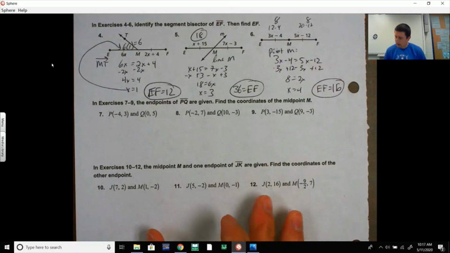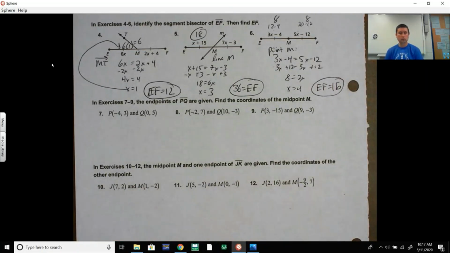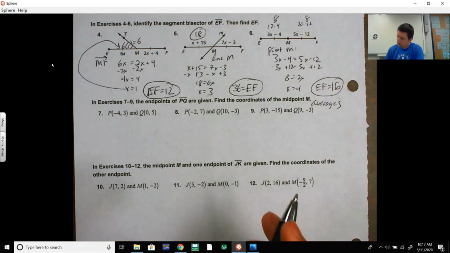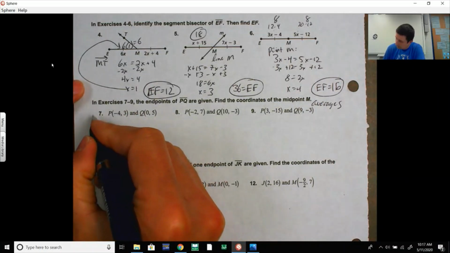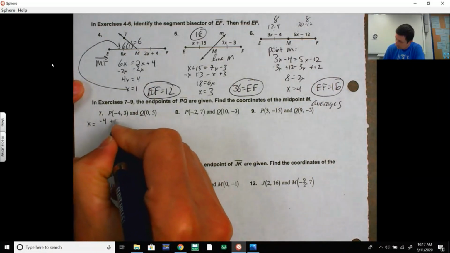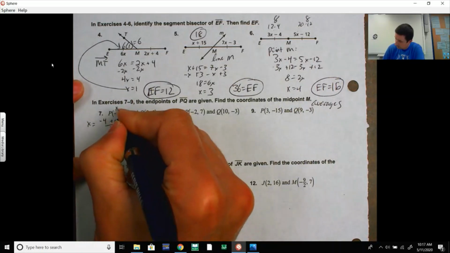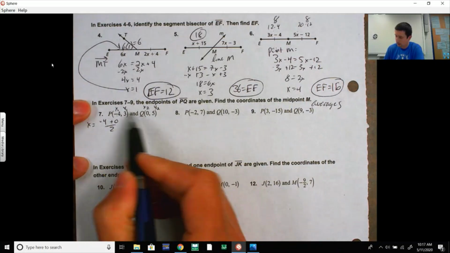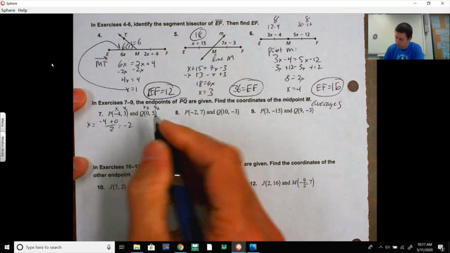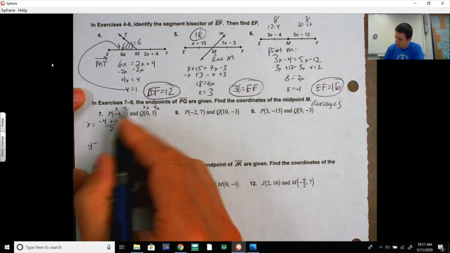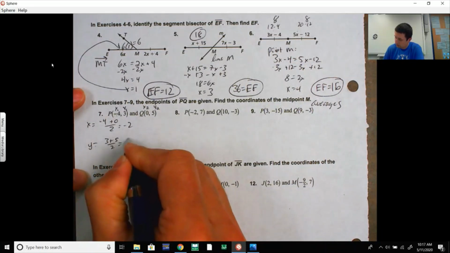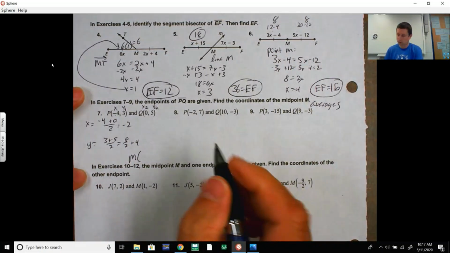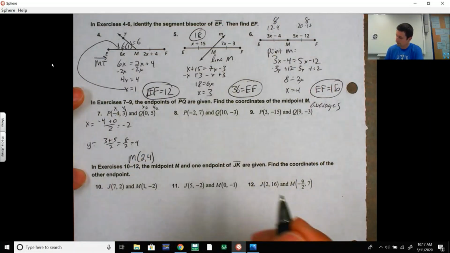In exercises 7 through 9, the endpoints of PQ are given. Find the coordinates of the midpoint. Midpoint, remember, we're using the averages. Okay. So your midpoint, your x is going to be negative 4 plus 0 divided by 2. So this is x1, y1, x2, y2. So x plus x divided by 2. So that would be negative 2. y is going to be y plus y divided by 2. So 3 plus 5 divided by 2 is 8 over 2. That would be 4. So your midpoint M is going to be at the location negative 2, 4.